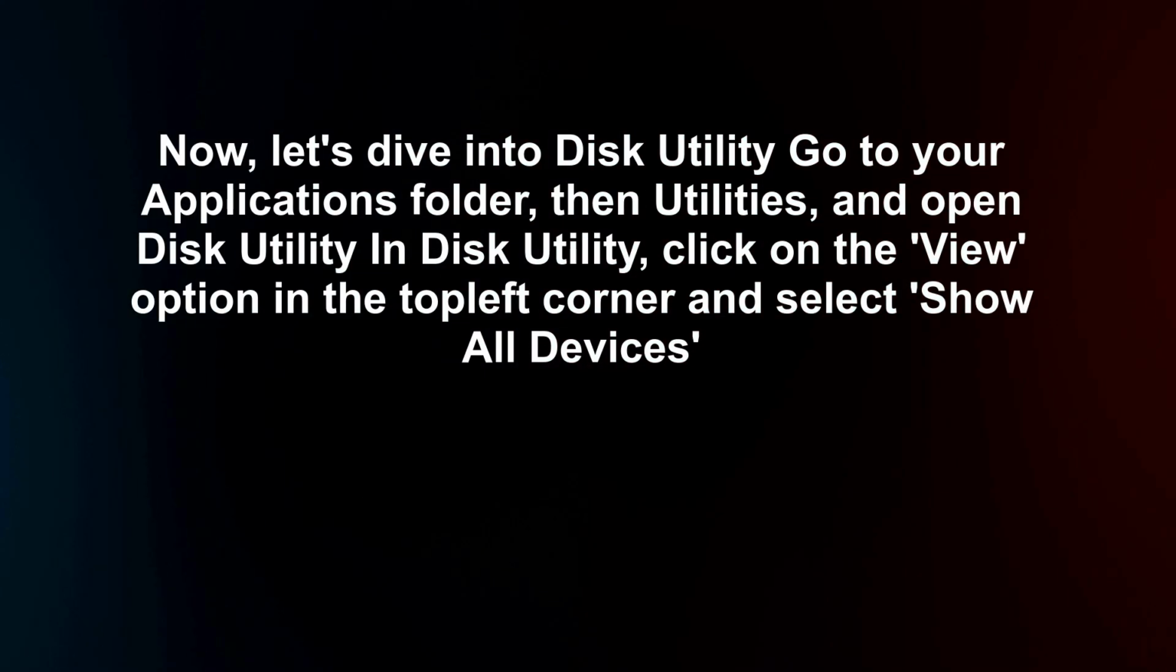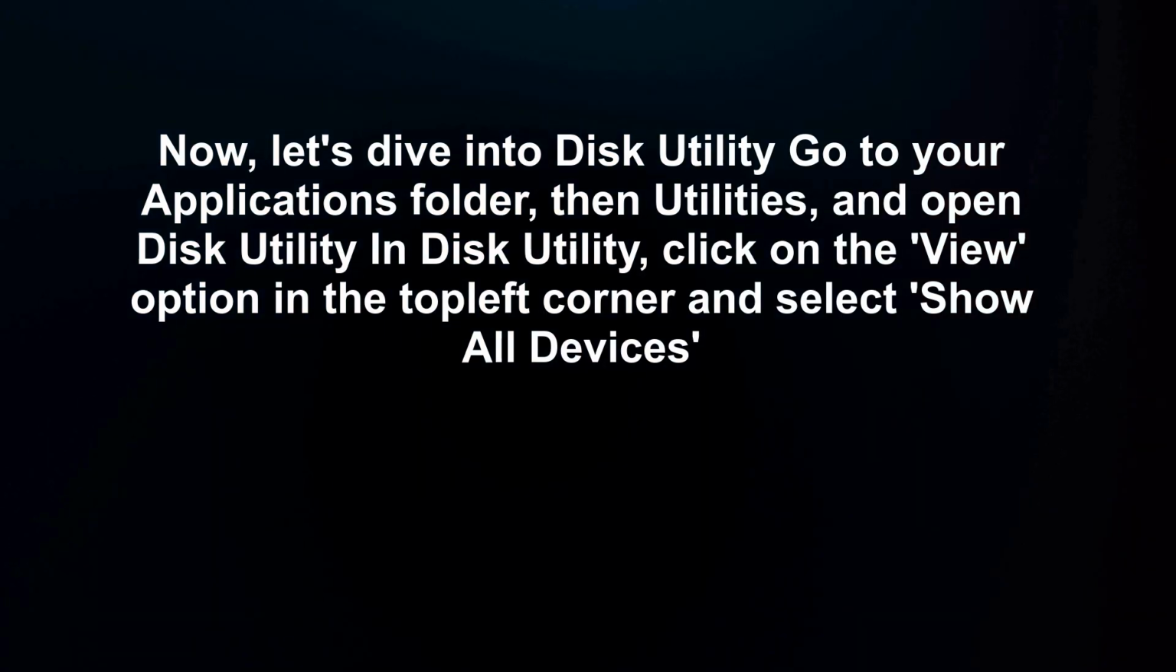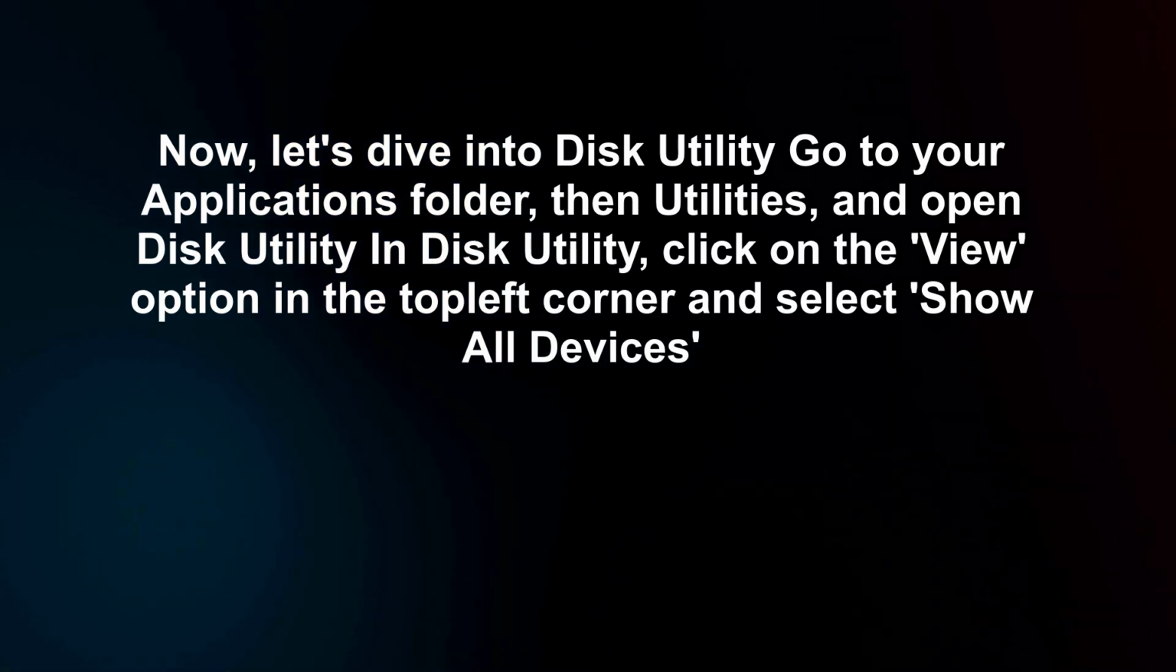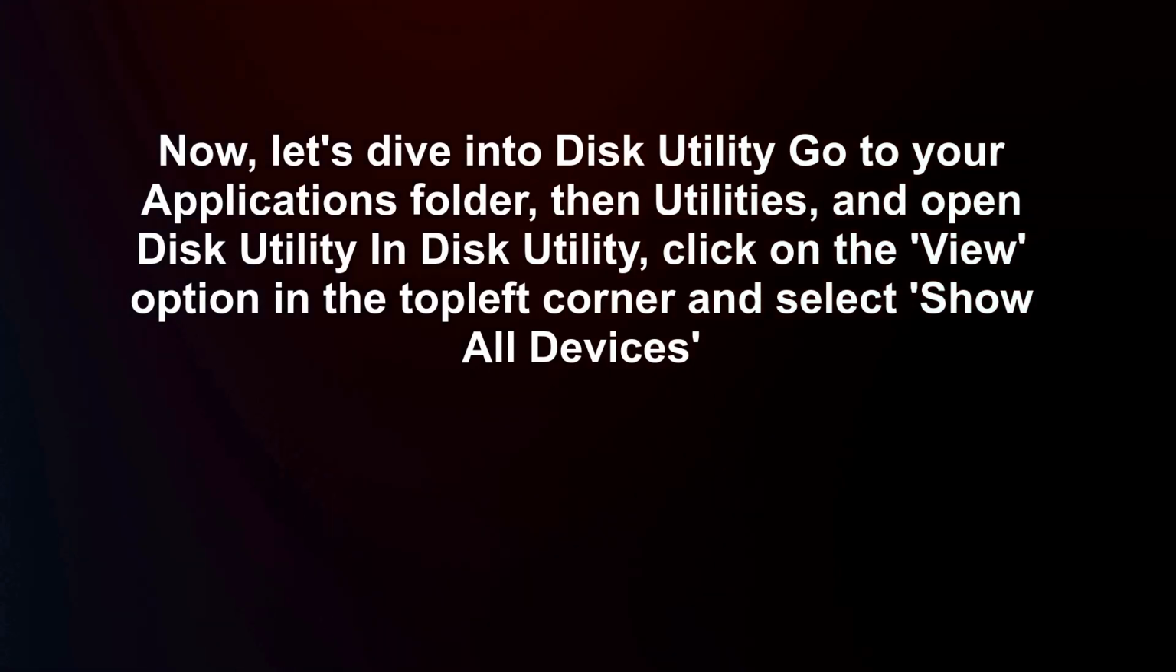Now, let's dive into Disk Utility. Go to your Applications folder, then Utilities, and open Disk Utility. In Disk Utility, click on the View option in the top left corner and select Show All Devices.